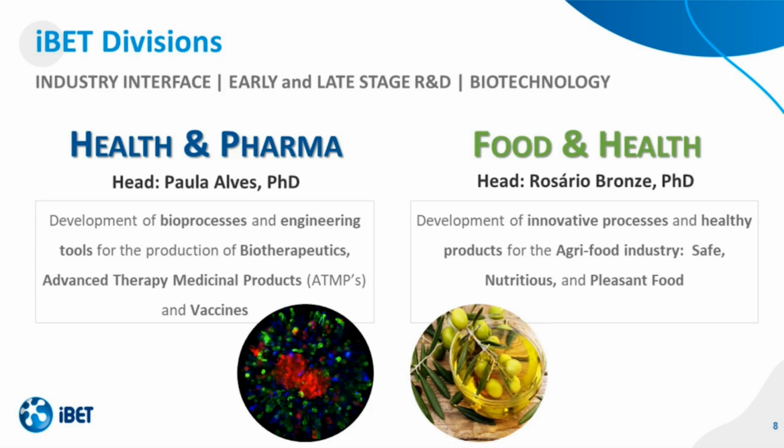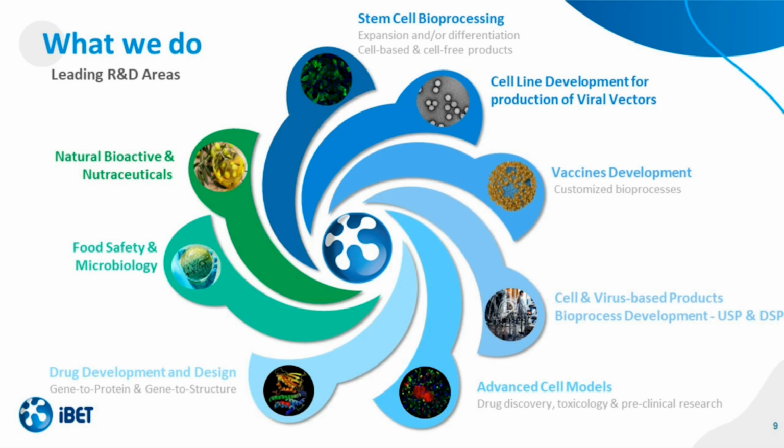IBET is divided in two main divisions, Health and Pharma, which is dedicated to the development of bioprocesses and engineering tools for biotherapeutics, ATMPs and vaccines as well, and also Food and Health, that is more focused on the agri-food industry. And here are the leading R&D areas among these two divisions, ranging from cell line development to bioprocess development of cell and virus-based biologics at the Health and Pharma division, here highlighted in blue, and also food safety or nutraceuticals on the food division, here highlighted in green.